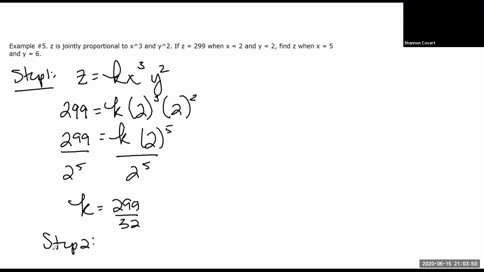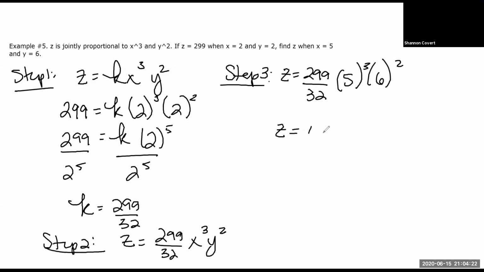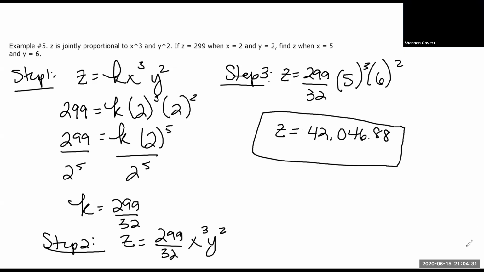Step 2 is to write my formula. Z equals 299 over 32 x cubed y squared. Step 3, find z when x is 5 and y is 6. Z equals 299 over 32 times 5 to the third times 6 squared. Z is equal to 42,046.88. Starting to see why you need a calculator?